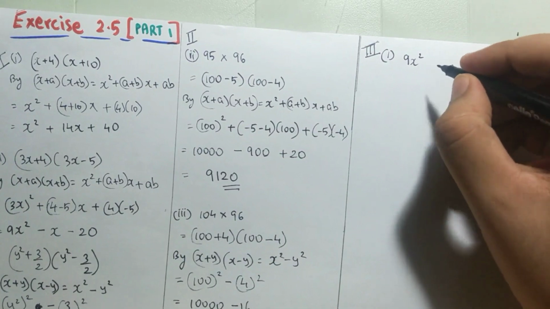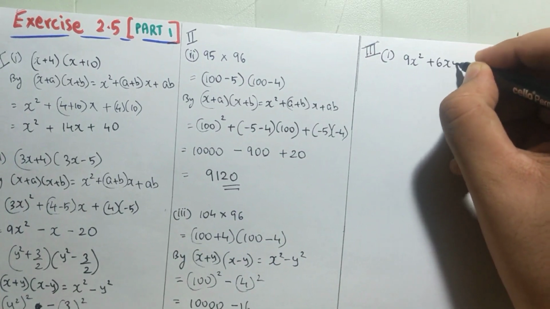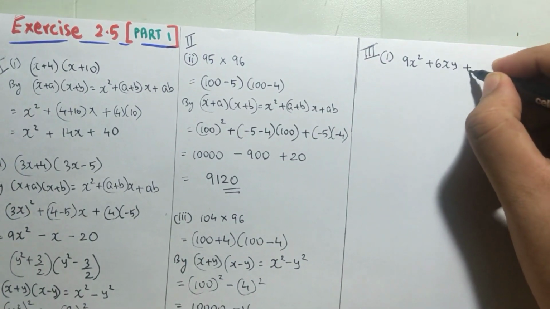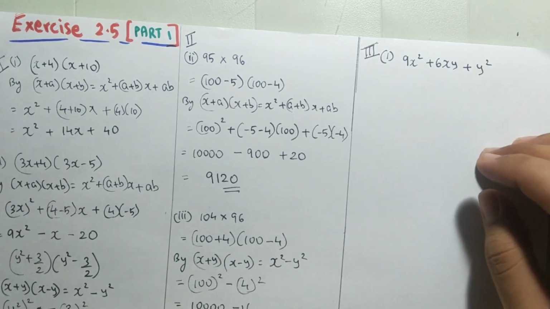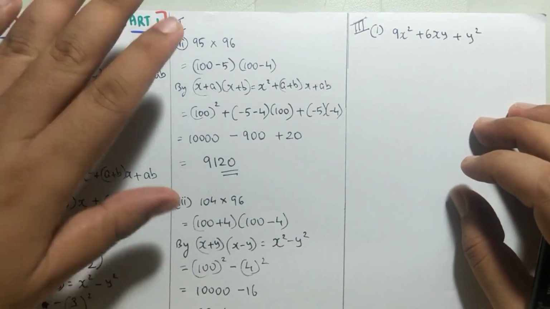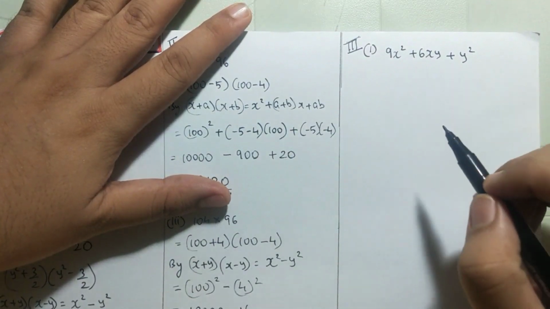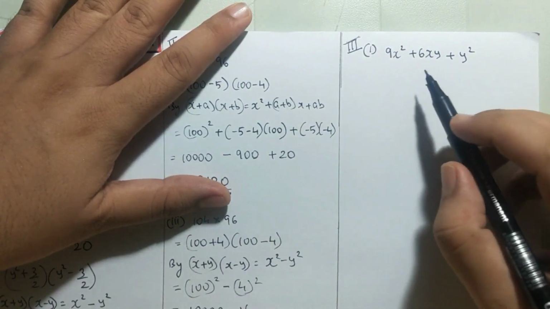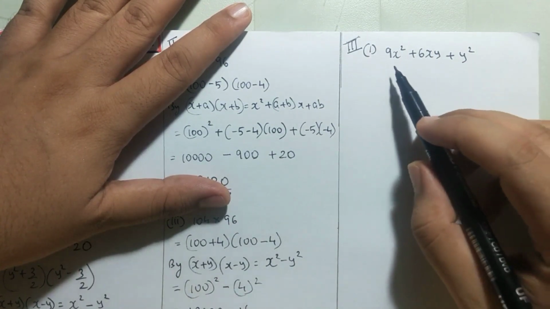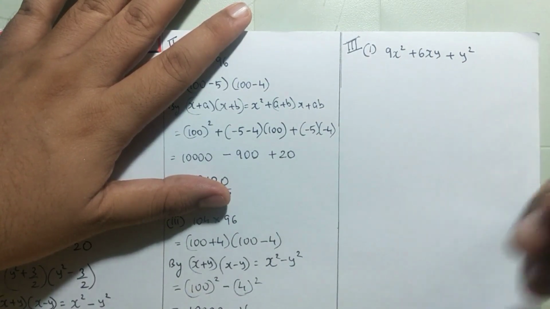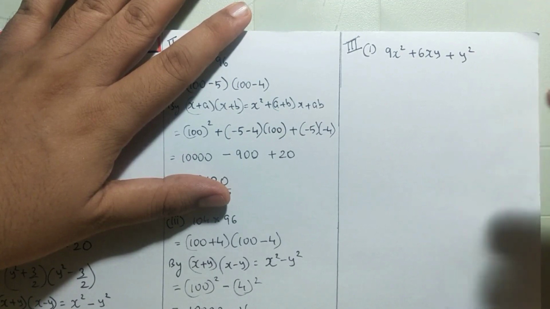9x square plus 6xy plus y square. This is given to us, 9x square plus 6xy plus y square. Now you have to factorize this. Factorize means you have to check whether it's a perfect square or middle term splitting, like all the identities.